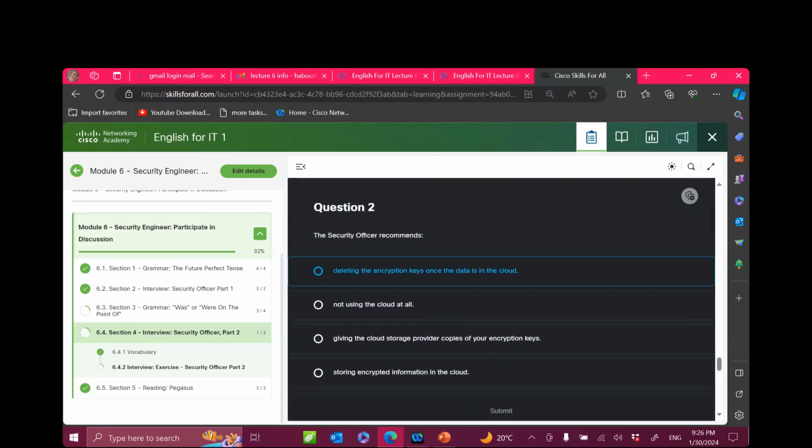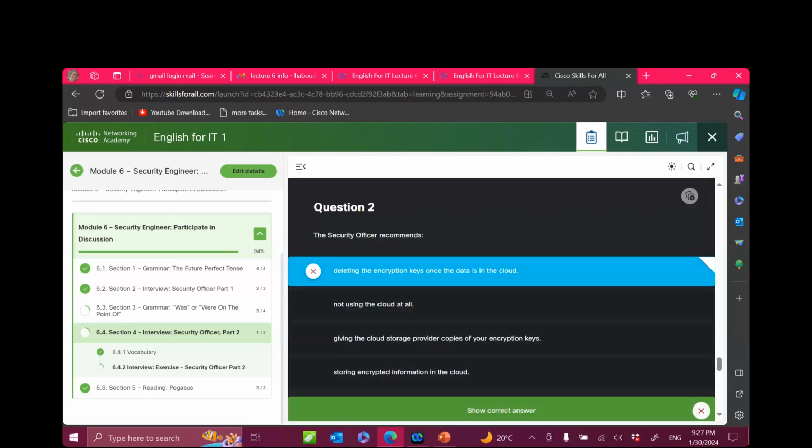Question number two. The security officer recommends deleting the encryption keys once the data is in the cloud, or not using the cloud at all, or giving the cloud storage provider copies of your encryption keys, or storing encrypted information in the cloud. What do you think? Let's think. Uh-oh, this is not correct. What do you think is the correct answer?